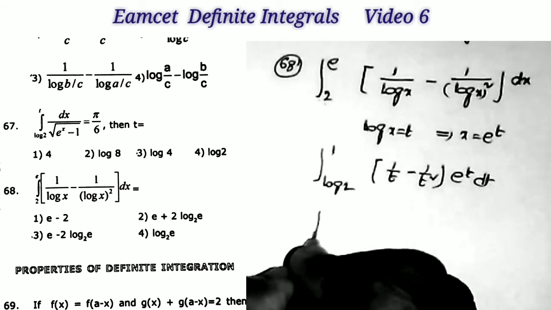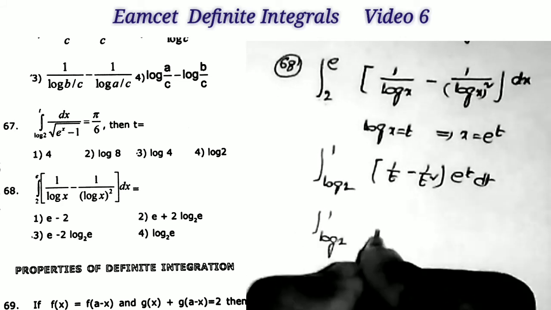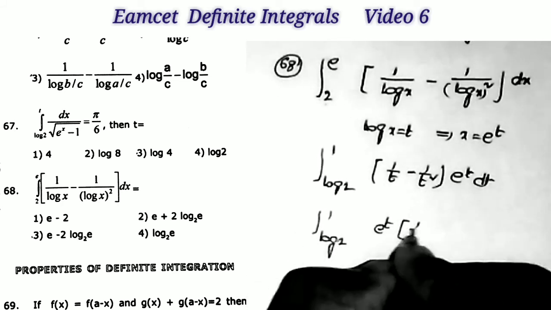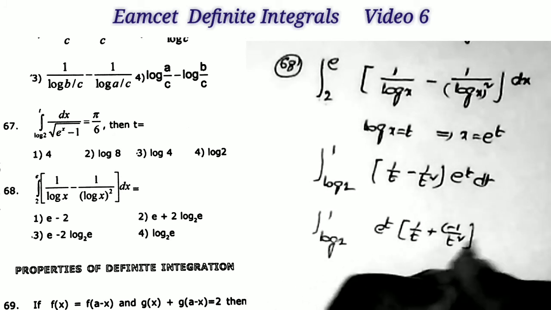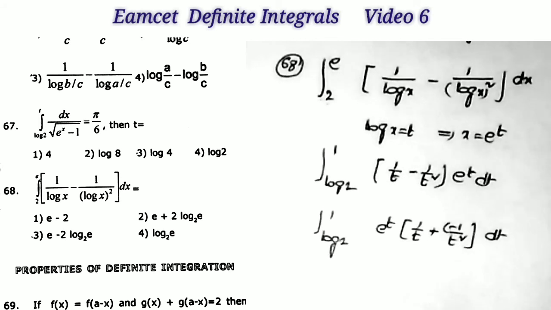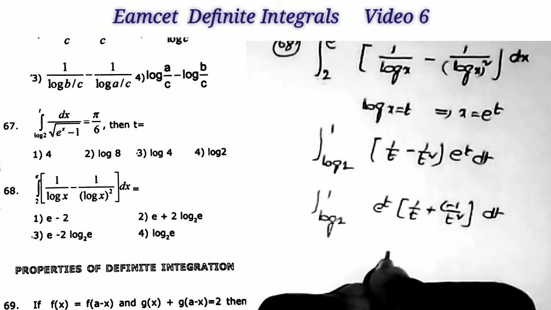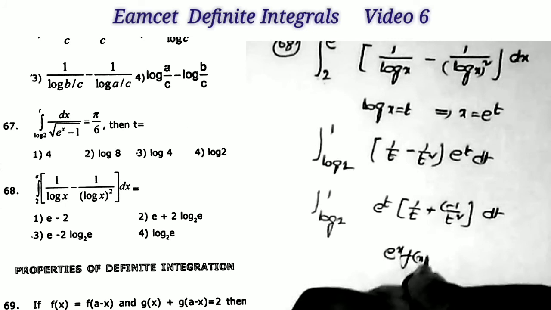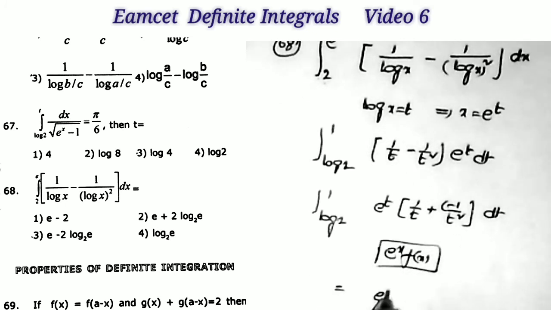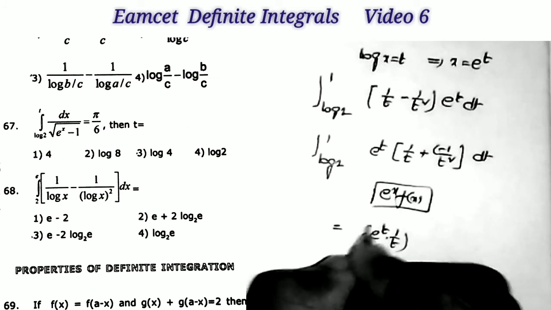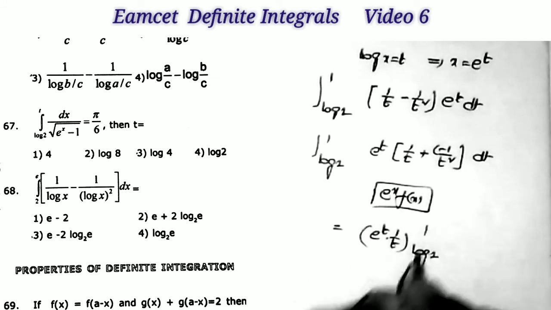Now this is equal to integral log 2 to 1 of e power t into 1 by t minus 1 by t square into dt. Clearly this is in the form of e power x into f of x plus f dash of x. What is the answer to e power x into f of x plus f dash of x? e power x into f of x. Therefore the answer is equal to e power t into 1 by t, where the limits are log 2 to 1.